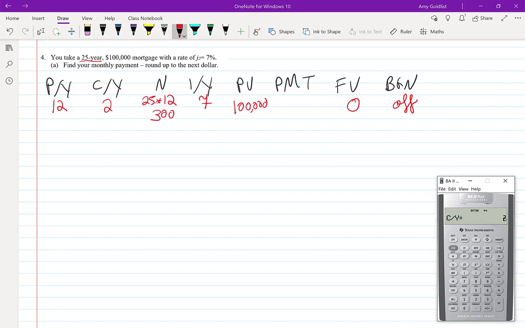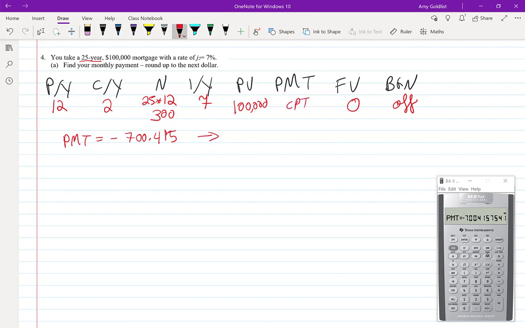Our PY and CY, I've got those in correctly from before. And my N is going to be 300, and our interest rate is 7. Present value, we borrowed $100,000, and our future value is 0. So let's compute the payment, and I get a payment of negative $700.415. Remember, we're rounding up to the nearest dollar.